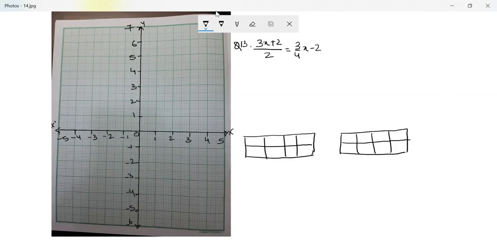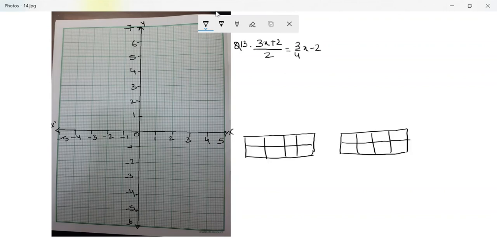Question number 13 says, use the graphical method to find the value of x for which the expressions (3x plus 2) upon 2 and 3 by 4x minus 2 are equal. So these two expressions are equal and they want us to plot graphically. But if I remember correctly, to plot graphically, we need two variables, x and y. So how do I do it?